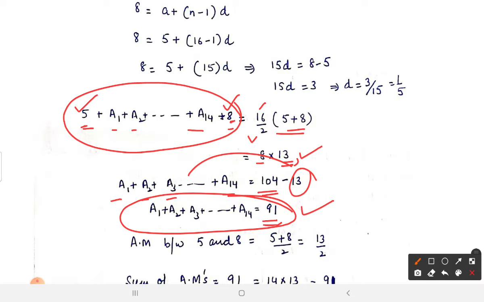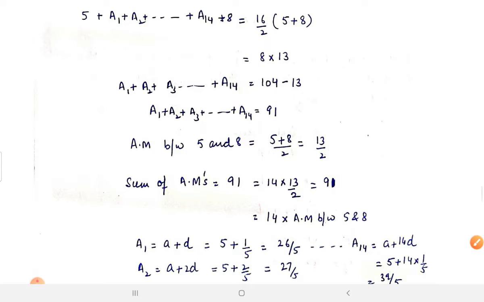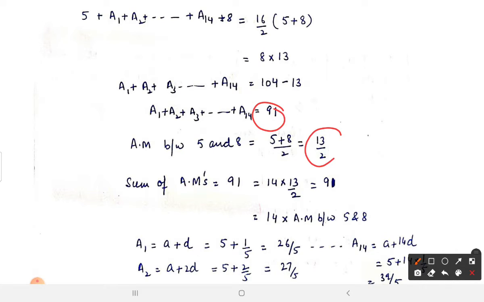Now what is the arithmetic mean between two numbers? Add the numbers and divide by 2. So it is 5 plus 8 by 2, so it is 13 by 2. So if we want to find the relation between this and this, what relation will you have? The sum of the arithmetic means is 91, which is 14 times 13 by 2. Okay, because this will cancel with 2, we get 7, so 7 into 13 is 91. So this is what you had to prove: it is 14 times the arithmetic mean between 5 and 8.